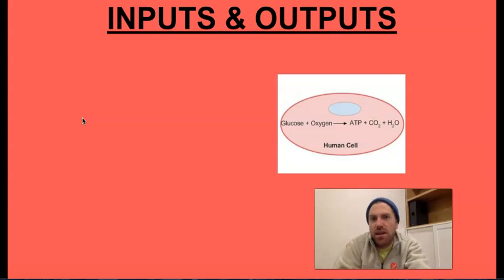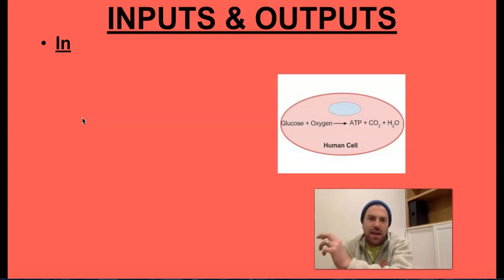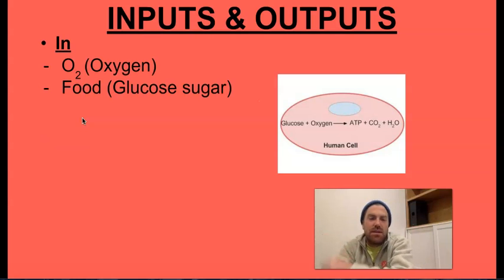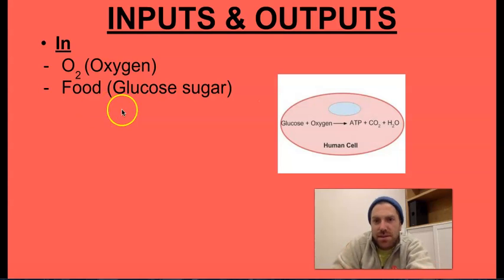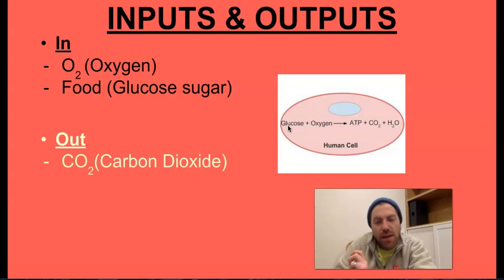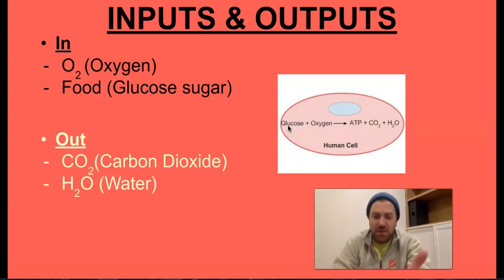So here's inputs and outputs. So what goes into your mitochondria, and then what comes out. So in goes oxygen and food, and you'll see a lot of times they'll say glucose. That's just a sugar. So we breathe in oxygen, we eat food that go into our mitochondria, and then out comes carbon dioxide. We breathe that out. We also breathe out water.